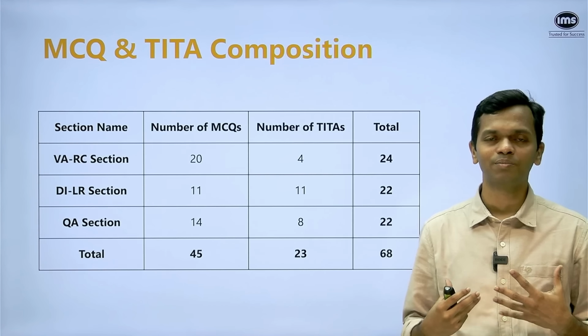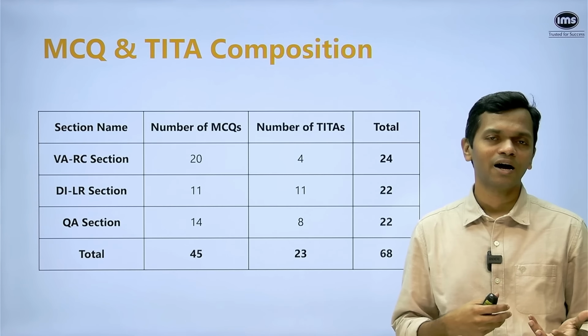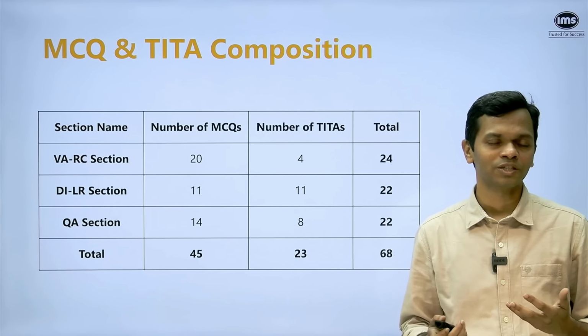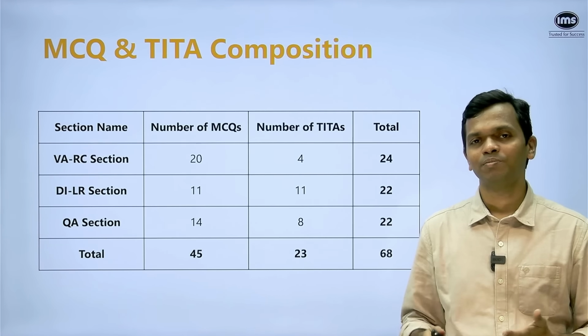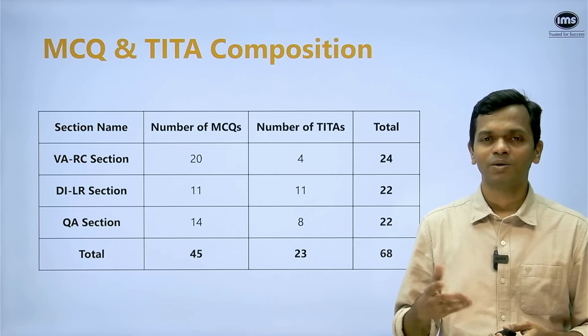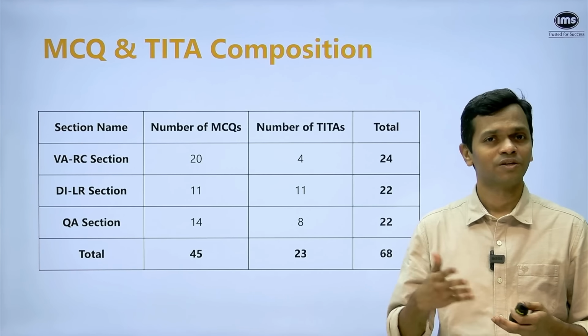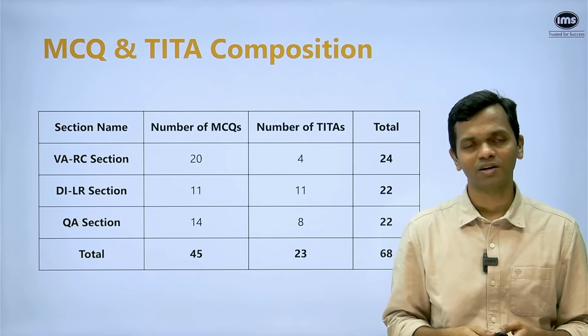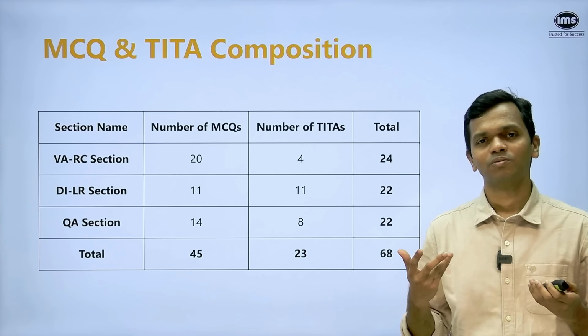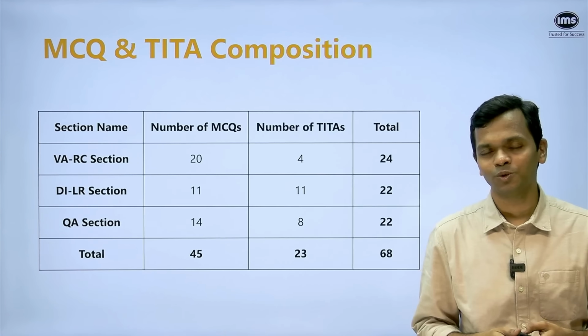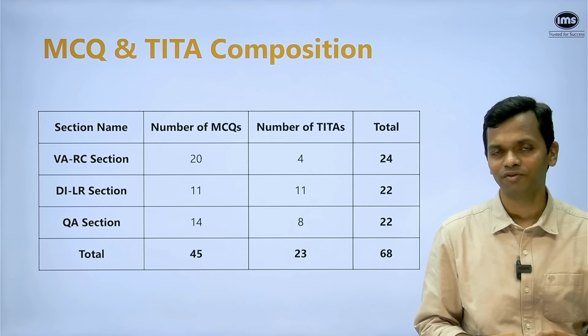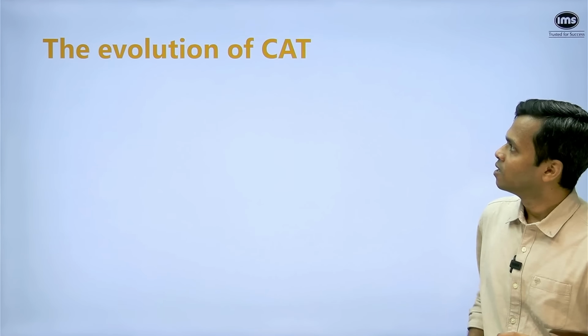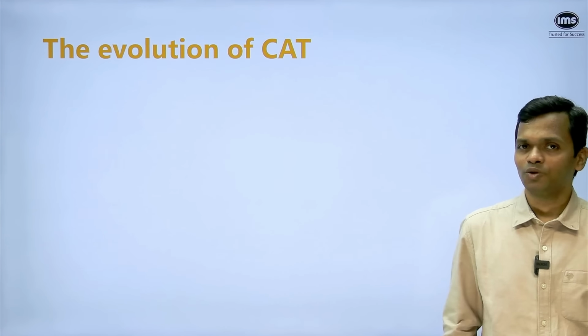So if I want to make a particular section difficult, I might increase the number of TITA questions, because then I want to see how many people actually know it, rather than somebody getting, let's say, a particular MCQ right just because they marked C and because of luck it turned out to be true. So if I want to do that, I can always do it, and that is how IIMs play with the difficulty of the test.